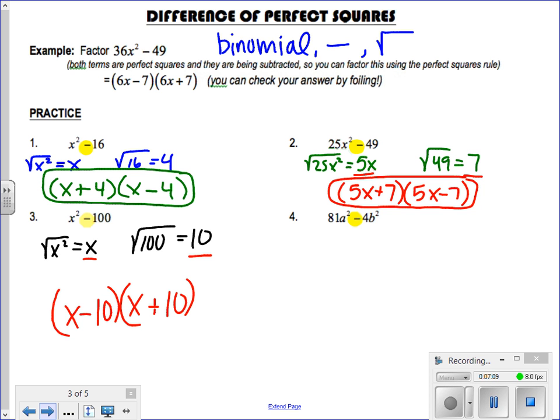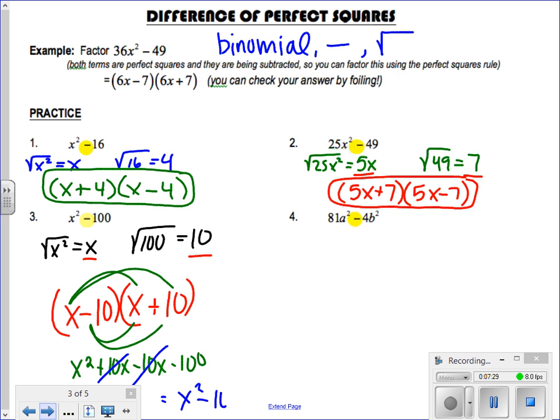Now let's check our work on this one. I'm going to distribute x times x to give me x squared. x times 10 is plus 10x, minus 10x, minus 100. That's a good thing because the 10x's cancel off, and you're left with x squared minus 100, which is what we started with right here. So you know you have the right answer.